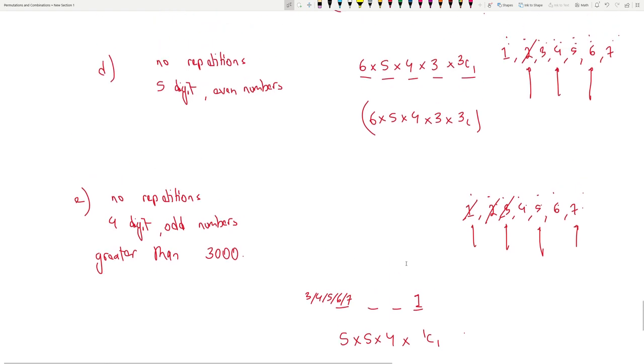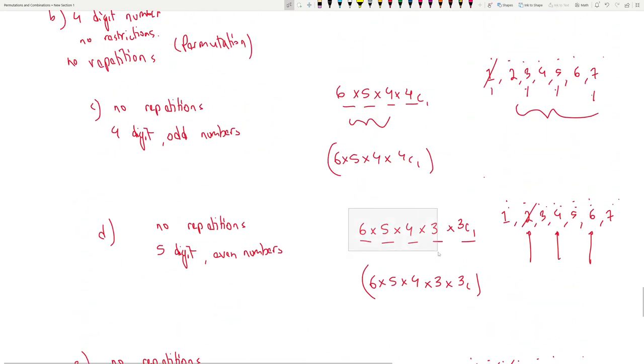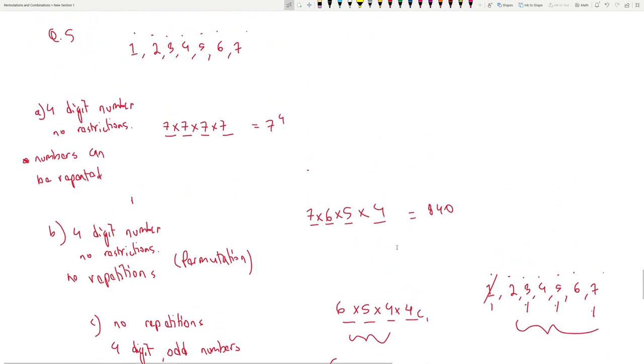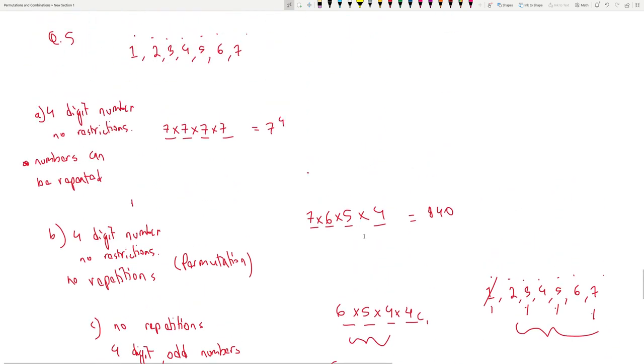Now you might be wondering, okay, so is there any different way to do this? Like the thing that I did over here, like 7 times 6 times 5. Yes, of course. There is another way. I prefer doing it like this, but the other way is, for example, in part B, 4-digit numbers, no restrictions, but no repetitions. So you have 4 blanks, but options 1, 2, 3, 4, 5, 6, 7 options. You could just go for 7P4. 7P4. 840. Same answer.